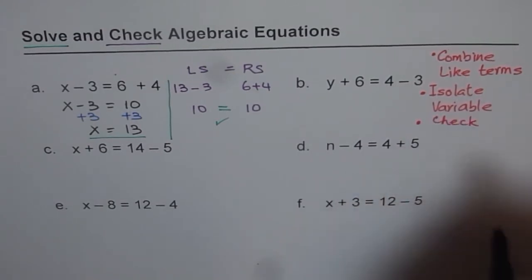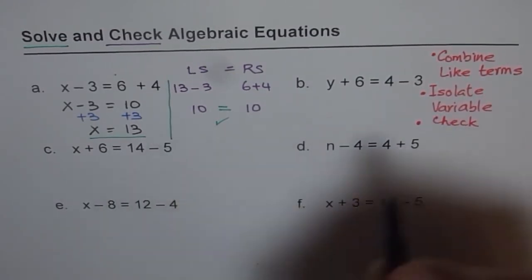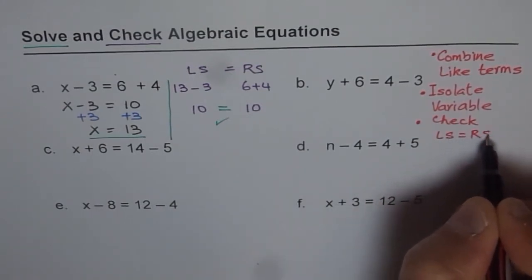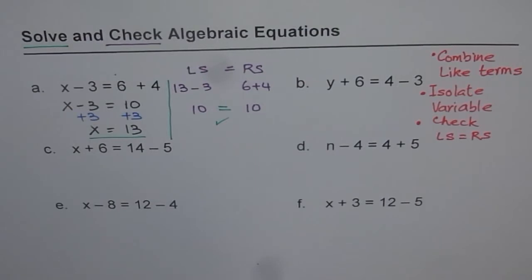And check means ensure left side equals to right side, right? That is what we do. So we'll be doing these 3 steps for all these questions. So I'll do one more for you. The rest you can do on your own, right? Now the next one here, I'll do part C for you. X plus 6 equals to 14 minus 5.